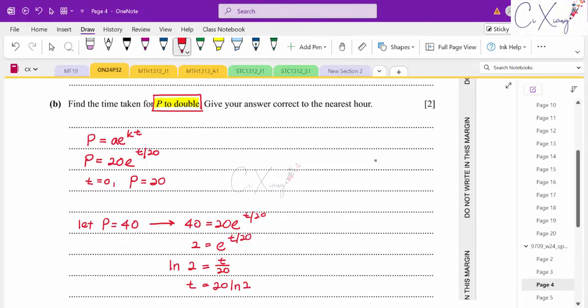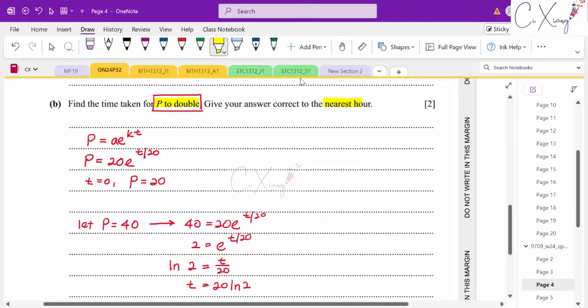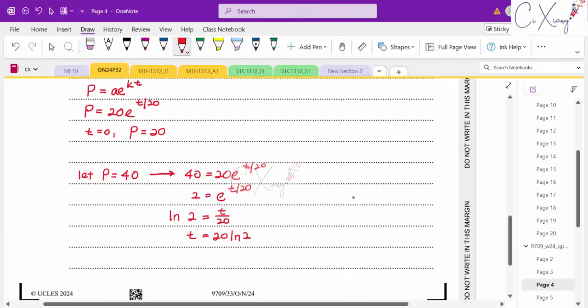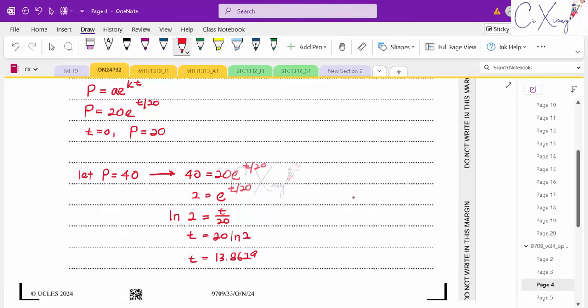And since they want us to put our answer into the nearest hour, so we actually have to try to get the decimal number for the t. Okay, so by right, the t is equals to 13.86 something. Then the nearest hour will be 14. So that means the bacteria need 14 hours to double the value of the p.